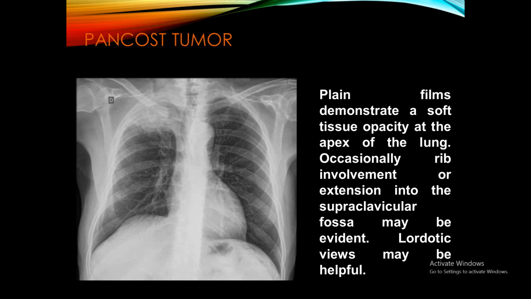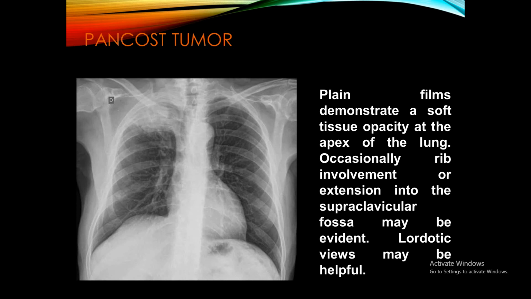Let's come to the topic of Pancoast tumor. Pancoast tumor is a special type of bronchogenic carcinoma, where it's usually seen at the apices of the lung. Here, the plain film demonstrates soft tissue opacity at the apex of the lung. It may be associated with rib involvement or extension into the supraclavicular fossa.